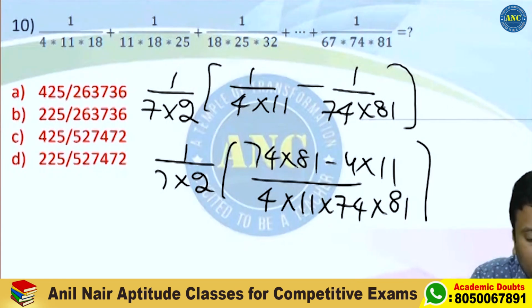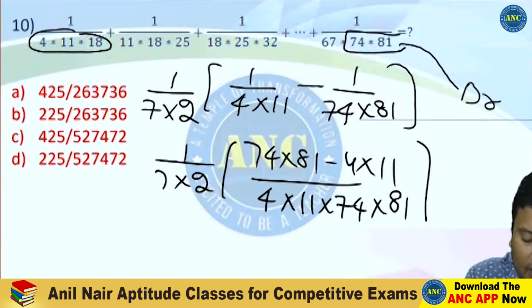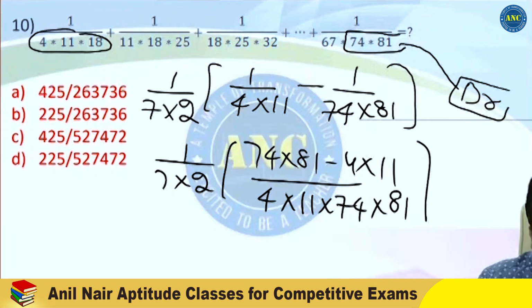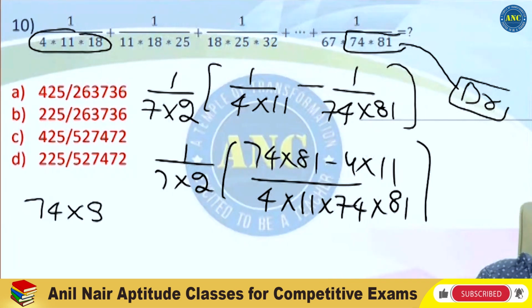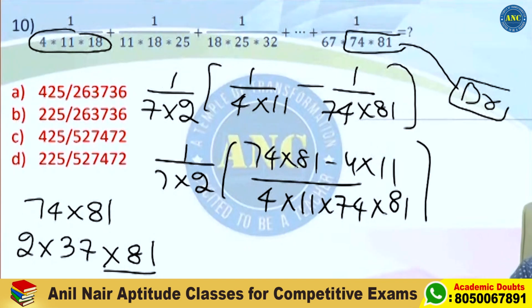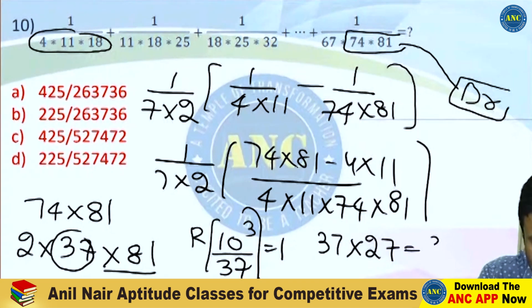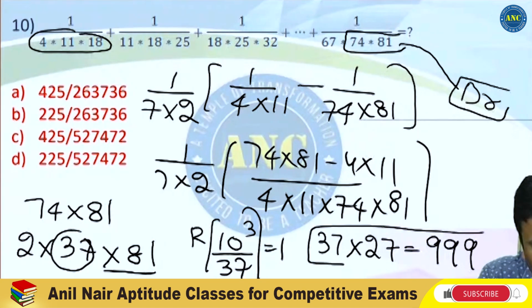Now what I thought of telling is, there are 3 numerical values. So the denominator should be either 74 into 81 or its factors. 74 is 2 into 37 into 81. 81, digital sum is 9. Answer 37. I don't know whether I can tell it in CAT. I will discuss. 10 cube divided by 37 leaves 1. Why? Because 37 into 27 is 999. So there is a divisibility rule for 37.